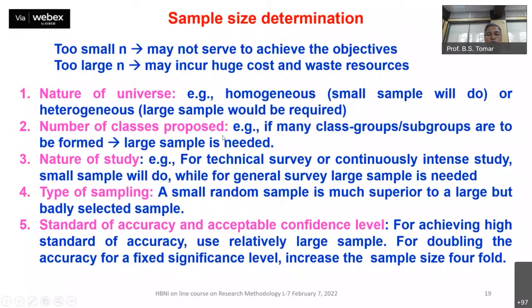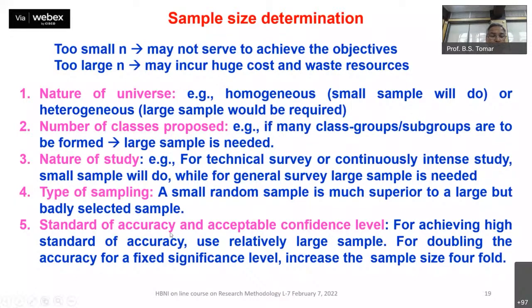The number of classes proposed: many a time, you may have subgroups in the population or class groups, then you have to take a large sample. Similarly, the type of study that you are doing: if you are doing a very intense study or technical survey, a small sample may do. But if you are doing a general survey with a large number of parameters, then you may require a large sample. Similarly, the type of sampling: a small random sample is far superior to a large but badly selected sample. So how good your sampling is also important.